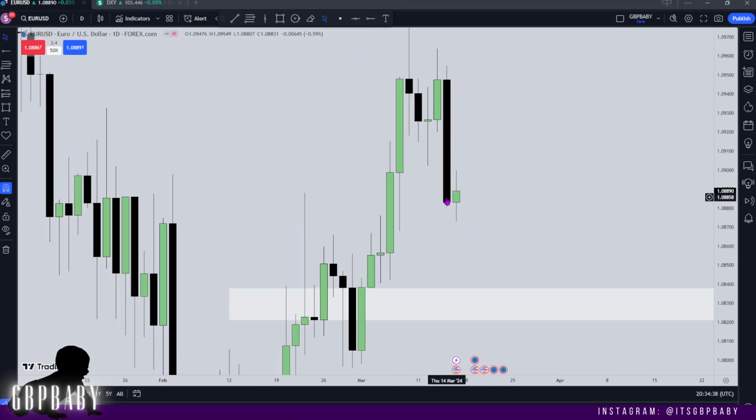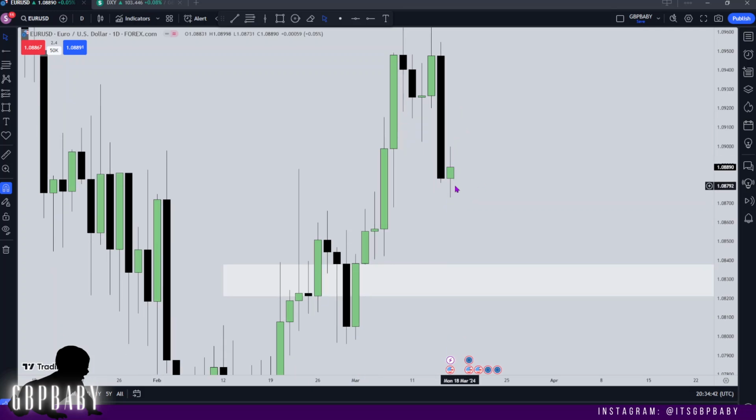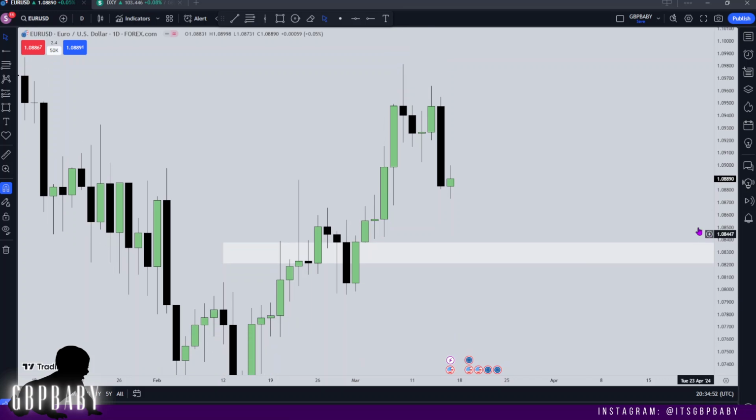You can see we had a nice break to the downside with this mitigation block. Again, Monday, Tuesday, I'd like to think that we do continue lower, just because I think it's going to use that to manipulate people into thinking we're going lower, maybe reverse it midweek. I think it's going to be an interesting week.